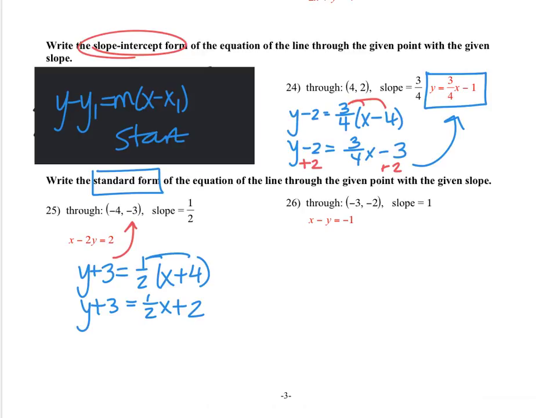And now standard form means x and y on the same side, no fractions. I think it's easier to get rid of all the fractions right now, and we do that by multiplying by the denominators. So that's going to give me 2y plus 6 equals, those cancel, 1x plus 4. And then move my x and y, so I'm going to subtract the x to this side, which is going to give me 2y minus 1x, or negative 1x plus 2y.